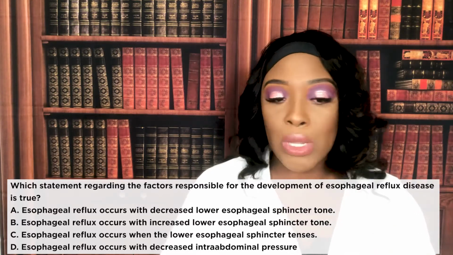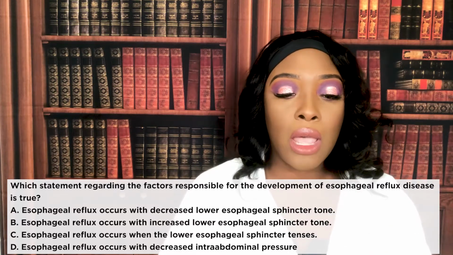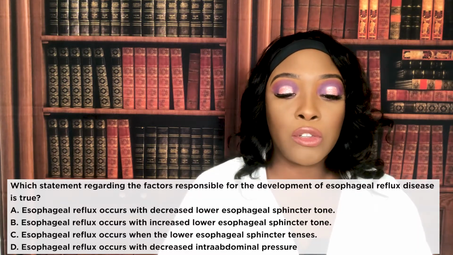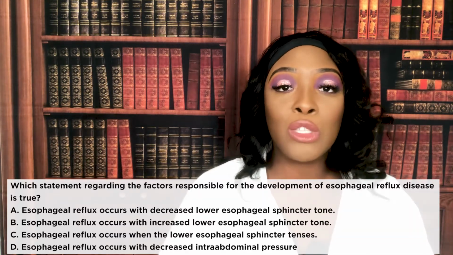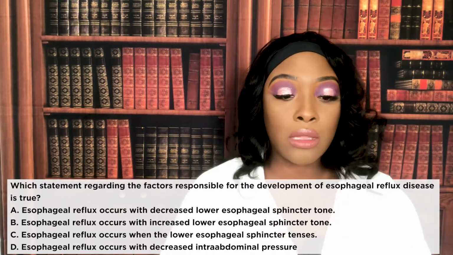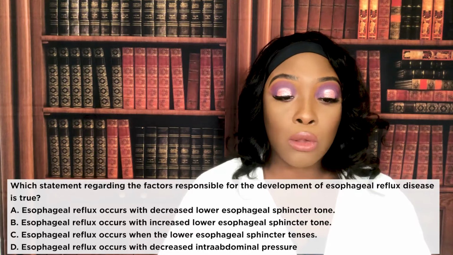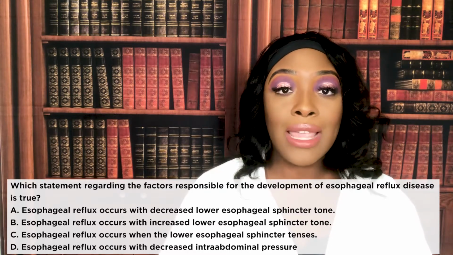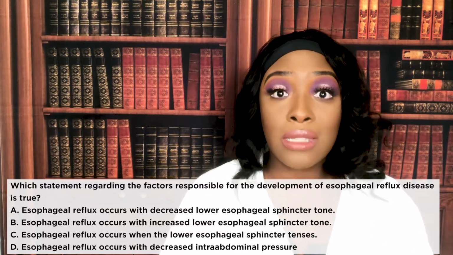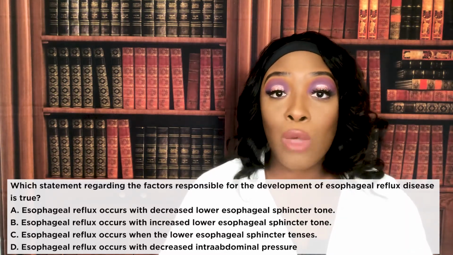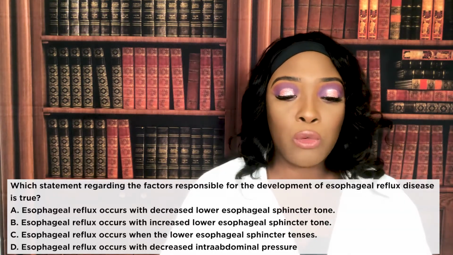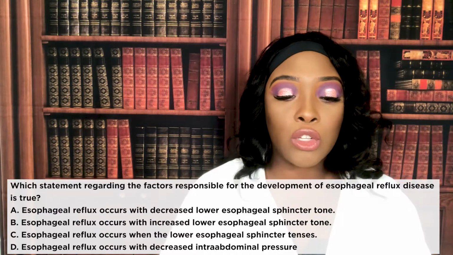Let's look at our wrong choices. Choice B, esophageal reflux occurs with increased lower esophageal sphincter tone. No, that happens when the tone is what? Decreased. That's when the patient has reflux. Choice C, esophageal reflux occurs when the lower esophageal sphincter tenses. That's wrong. When that sphincter is tense, that means it's closed, it's tight. Reflux happens when it's what? Relaxed.